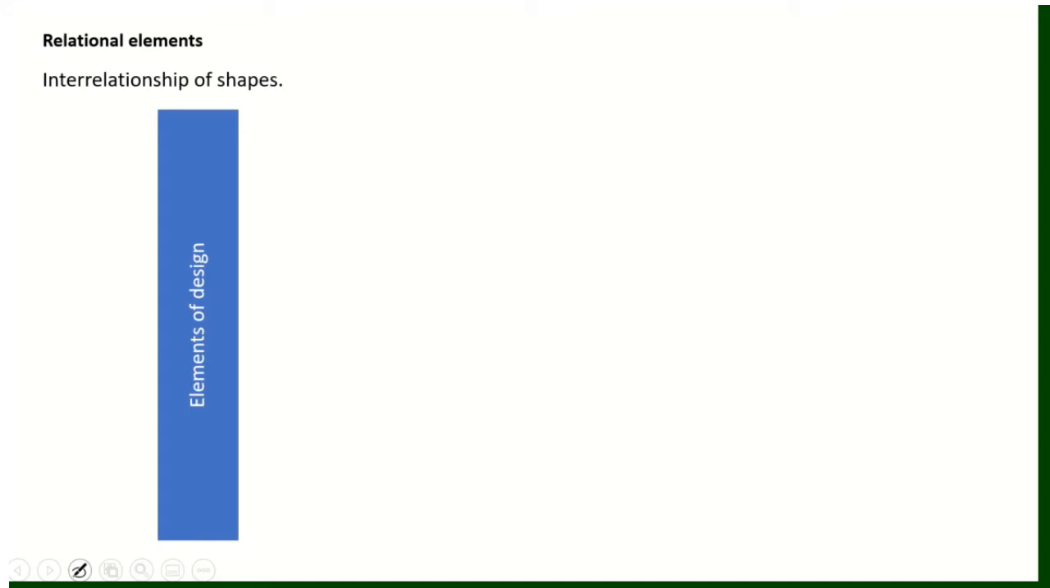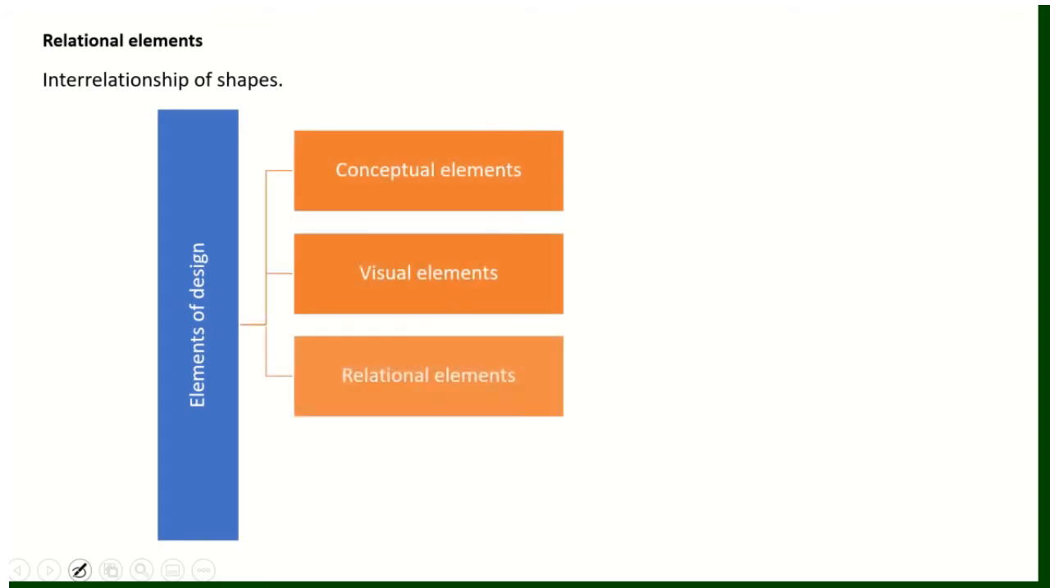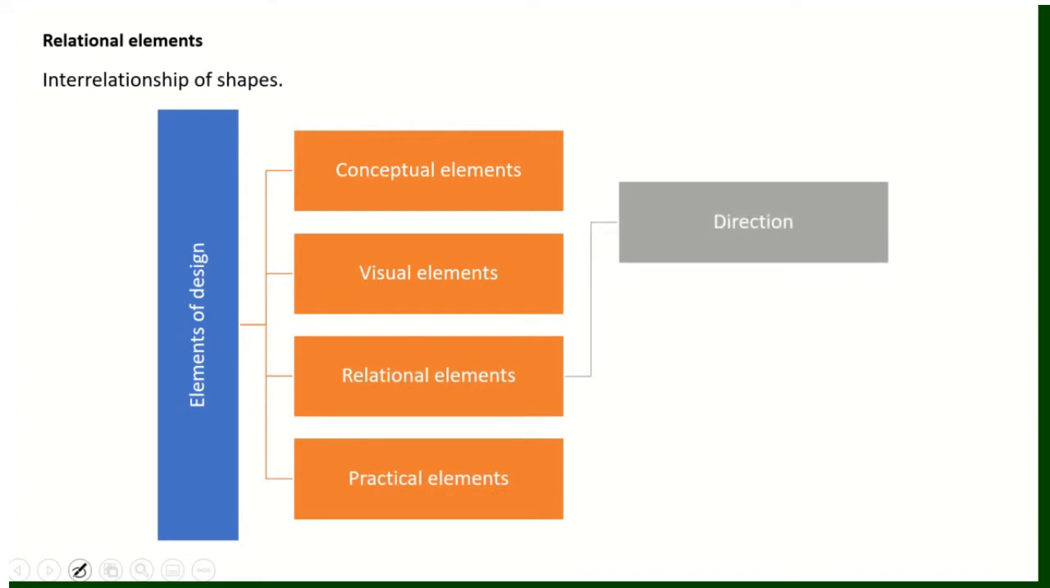Some of them are to be felt. For suppose space, we have to feel. Gravity, we have to feel. So let us see these elements of design, I mean to say the relational elements, in detail. What are these? So as I said, direction.